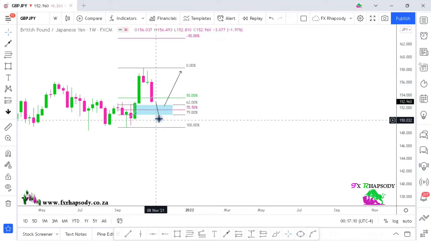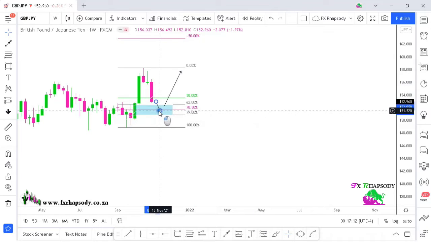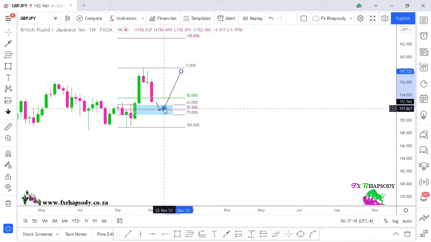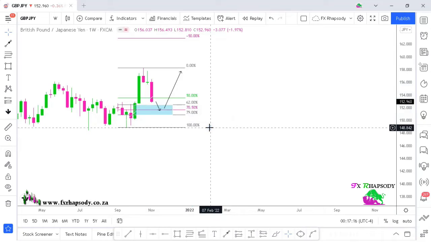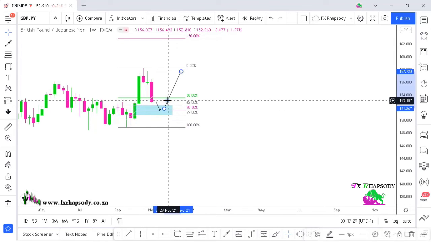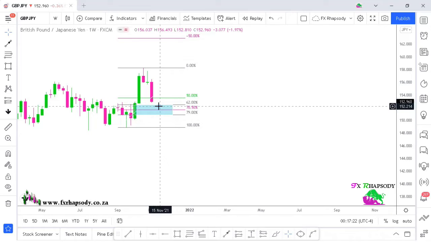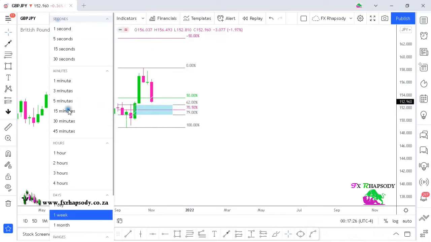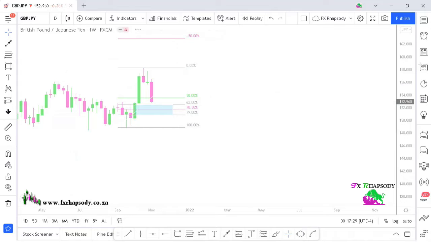So once price comes into this area of the 62% to the 79% retracement area, you drill down to your lower time frames and you have a look and wait for any traces of reversing in the market in those areas. Let's go to the daily time frame and see what that tells us.